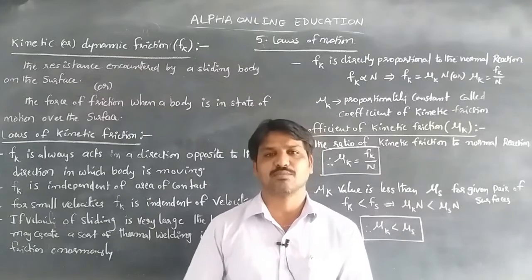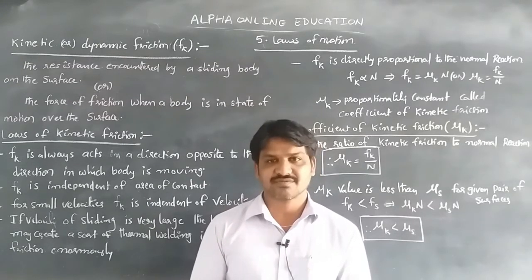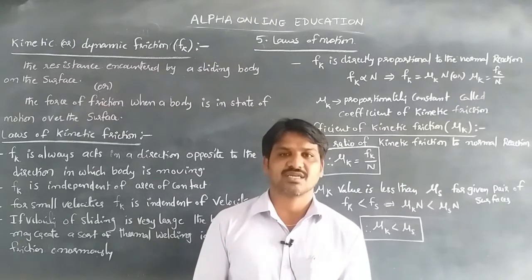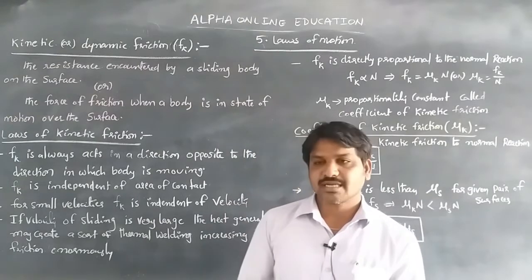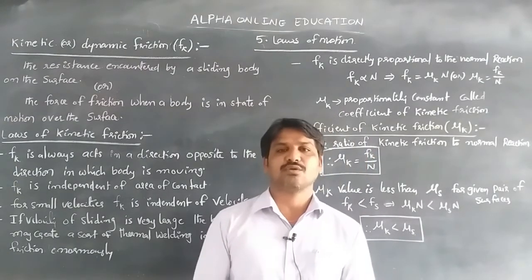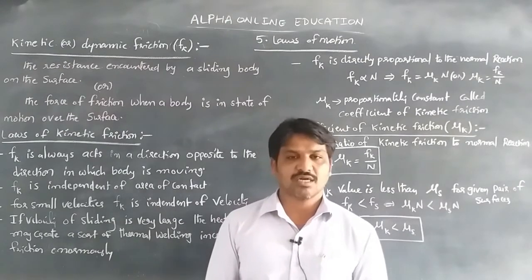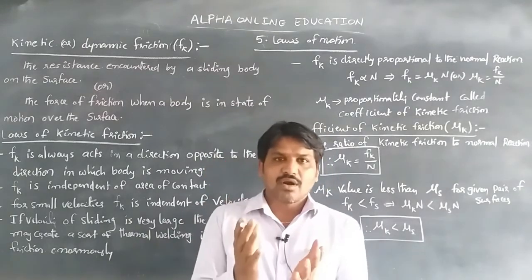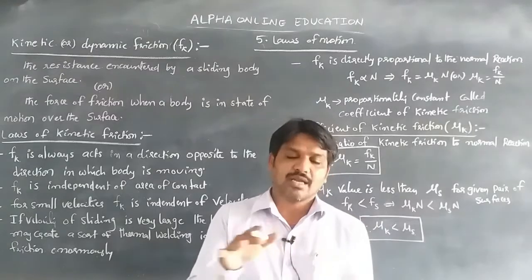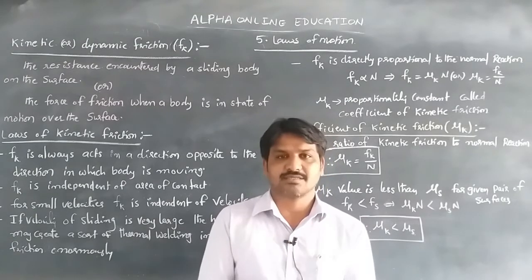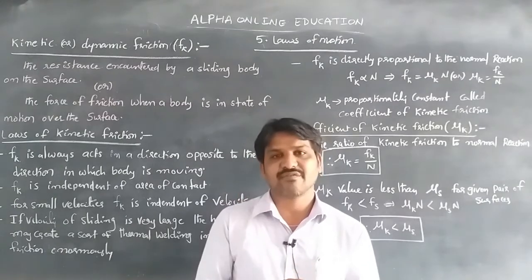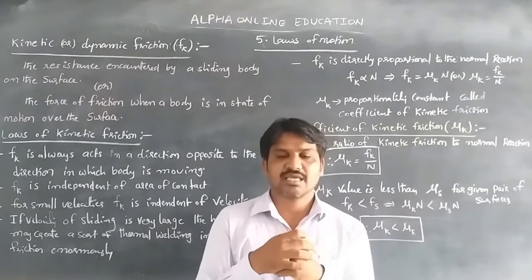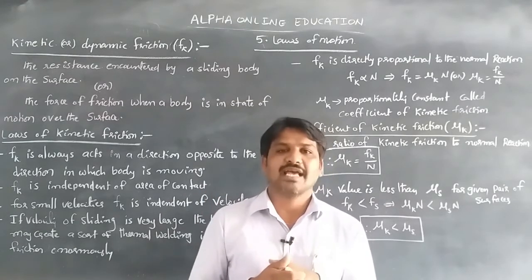In the earlier video we discussed static friction, the laws of static friction, the coefficient of static friction, and what static friction depends on. Now the second type of friction is kinetic friction, also called dynamic friction. Here, when a body is sliding over another body or any surface, the force acting between the two surfaces, in the direction opposite to the motion of the body, is called kinetic or dynamic friction.